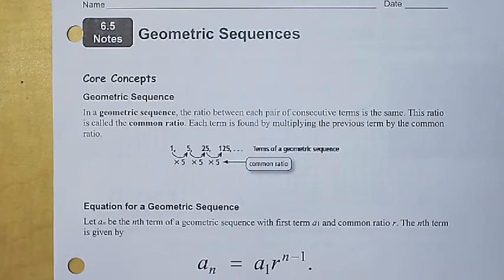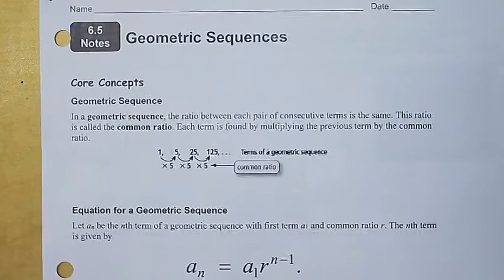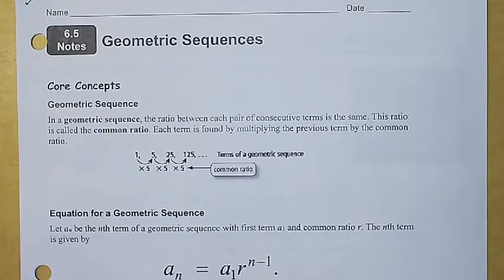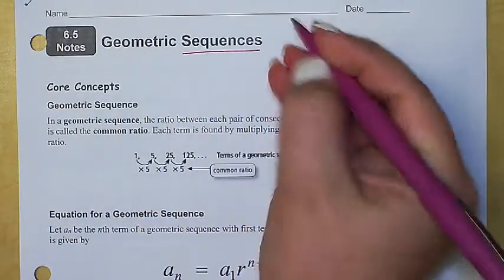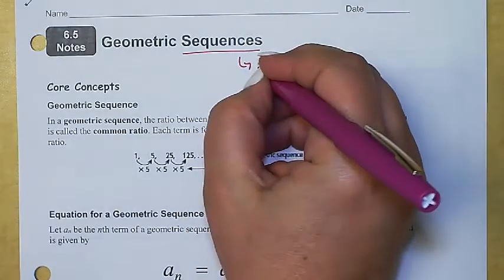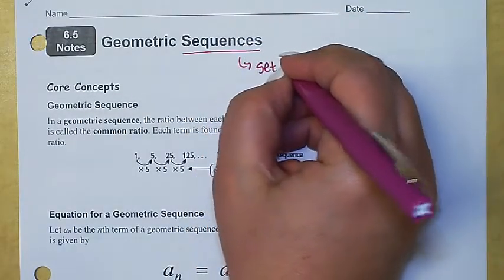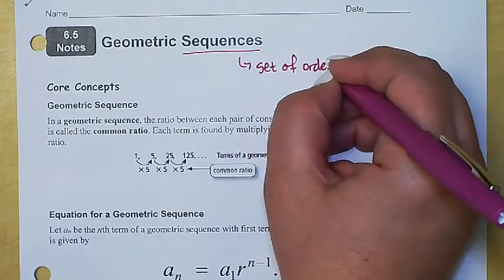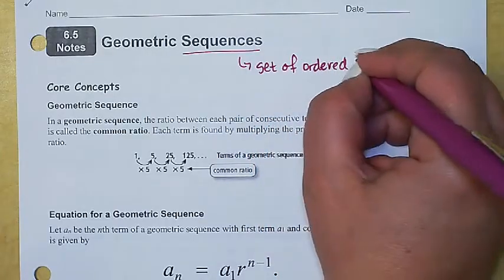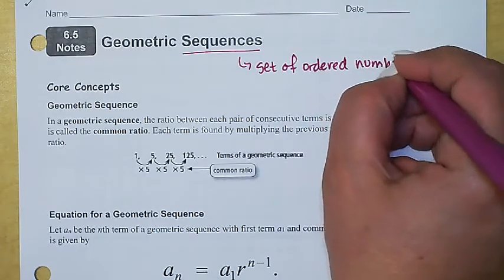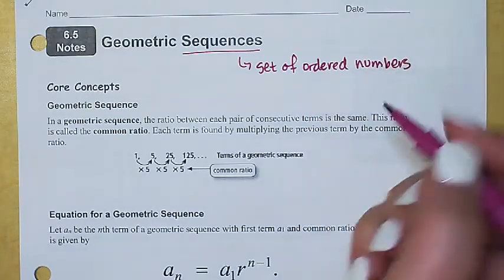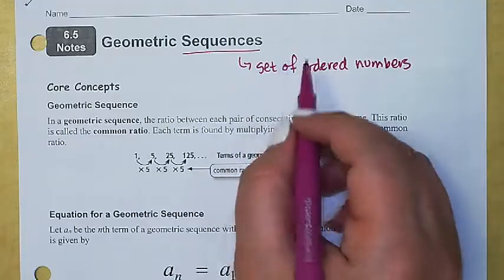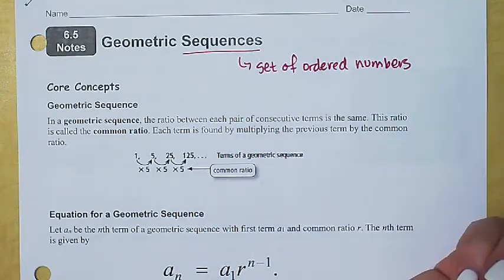Lesson 6.5 is going to focus on geometric sequences. So now we know what a sequence is. We know that it is a set of ordered numbers. Just a quick review: a set of ordered numbers. And typically there's a pattern that once you establish, you can use it to predict.